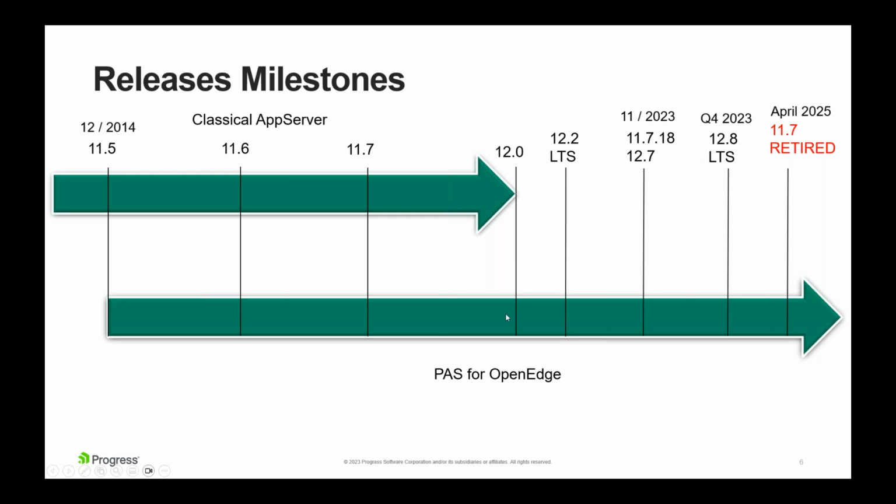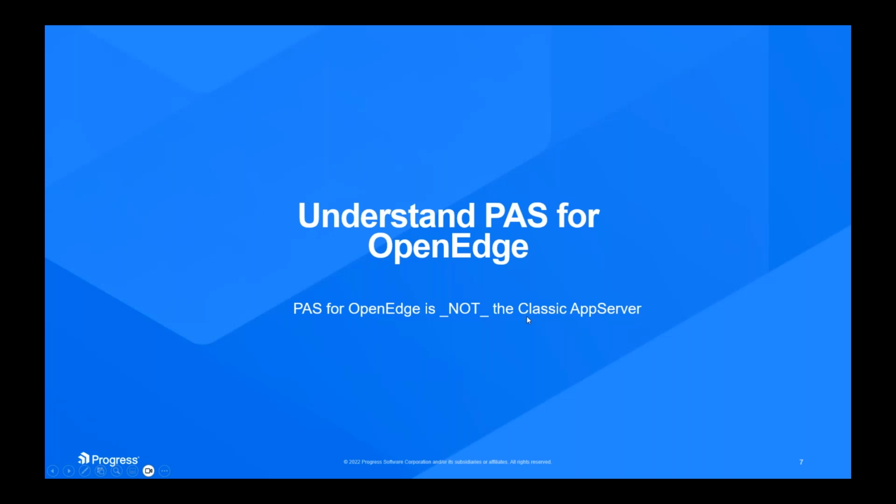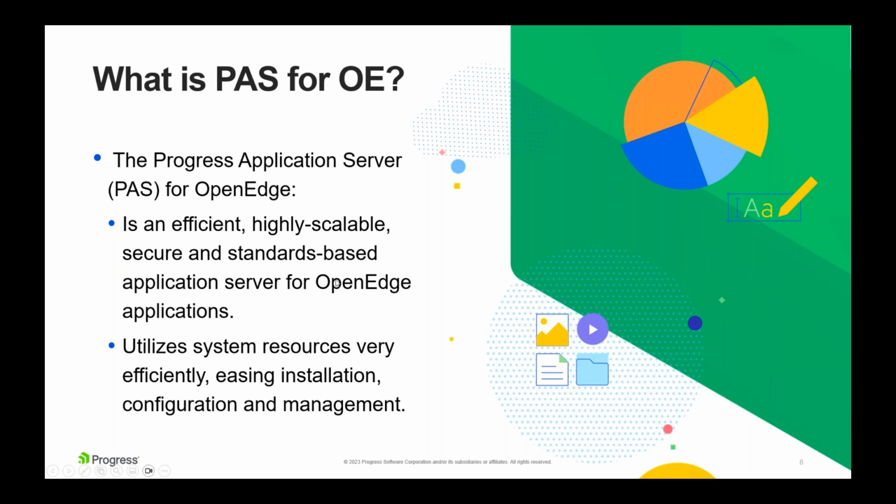Besides PASOE and the new generation of application server, there are also a lot of new features starting with 12, and now we are in 12.8. So you can imagine that we have many new features across these versions. To understand PAS for OpenEdge, as I already mentioned, it's not an evolution of the classic AppServer. You may also have seen some other slides, and I will show you afterwards.